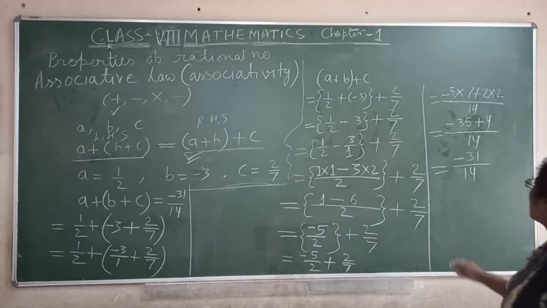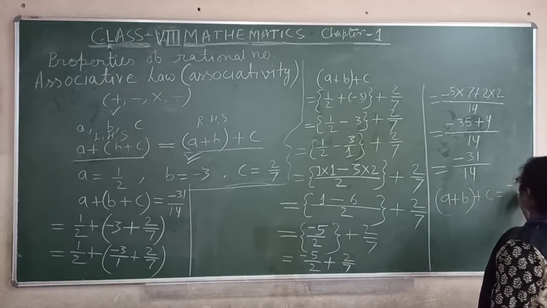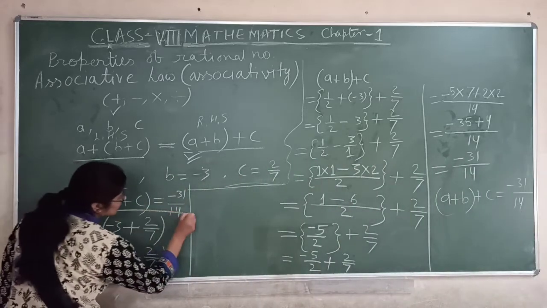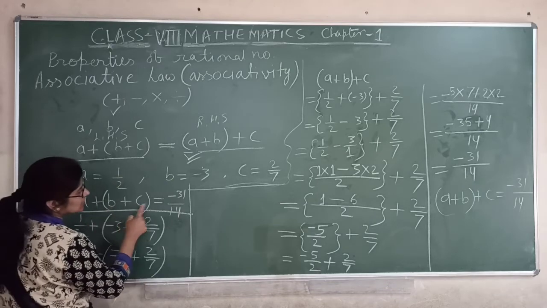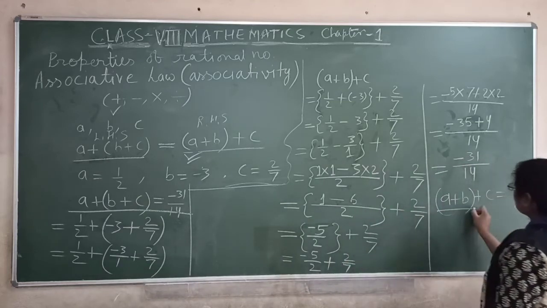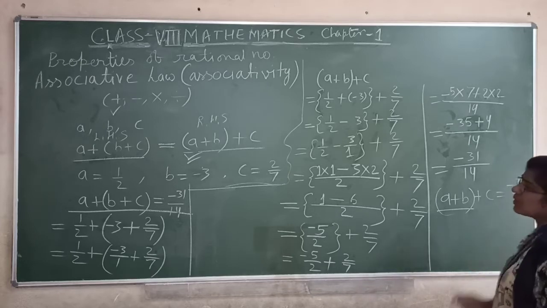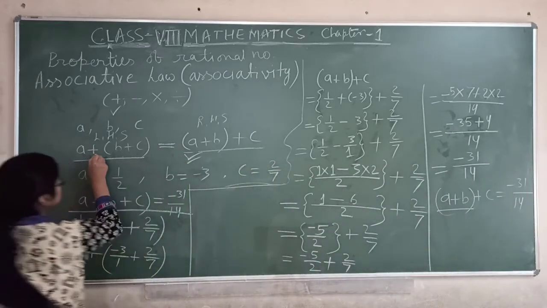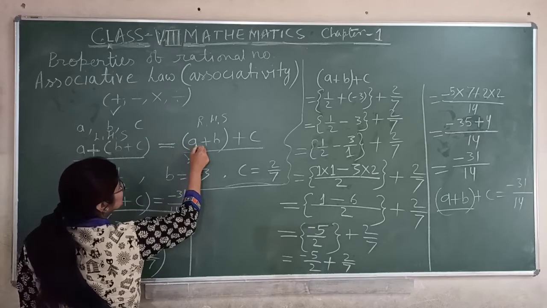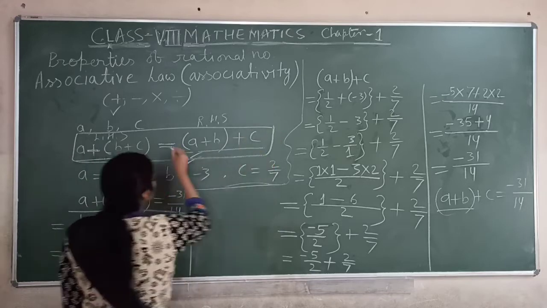This is for a plus b plus c equals to minus 31 upon 14. So you are looking, when we did a plus within bracket b plus c, you are getting minus 31 upon 14. And when we taken a plus b together plus c, then also you are getting minus 31 upon 14. So we can write a plus bracket b plus c equals to within bracket a plus b plus c. So both are coming equal.